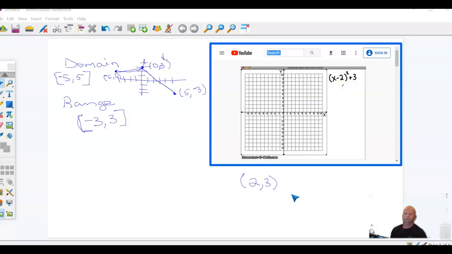Our H value is always the opposite of what it looks like there, so it's going to be positive 2. Our K value is going to be positive 3. See, technically he made a mistake there and he said it was the opposite of this, which is not true.